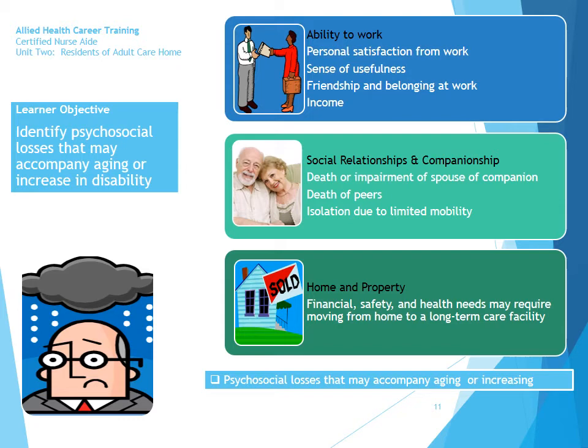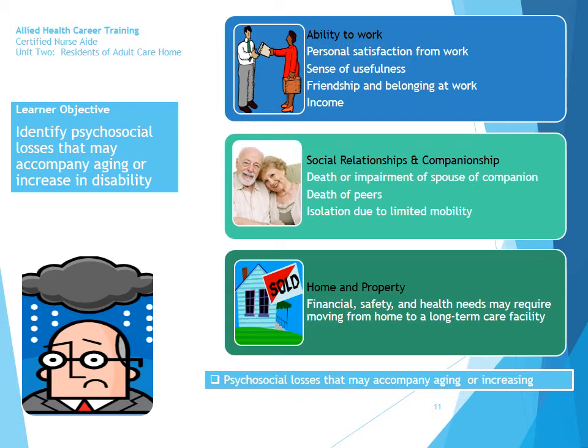Another thing that can happen with loss: think about your social relationships and companionships. A lot of people, especially the elderly, will have a lot of death in their life. They may have a spouse or companion who has died. They have a lot of friends that have died. They have a lot of family that has died. They may be the last person alive out of their 9 siblings. They may be isolated due to limited mobility. They like to get out and see their friends and family that are still out in the community, but they can't because they're not able to do so. So people may not come visit them as much as they would like.